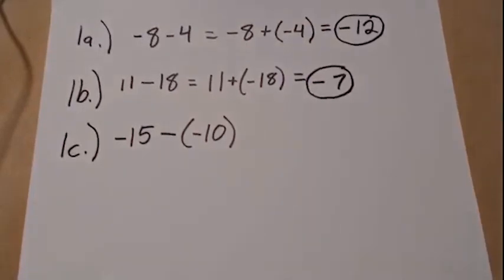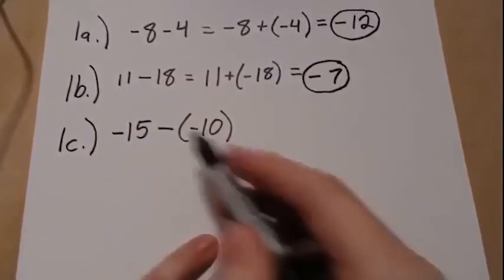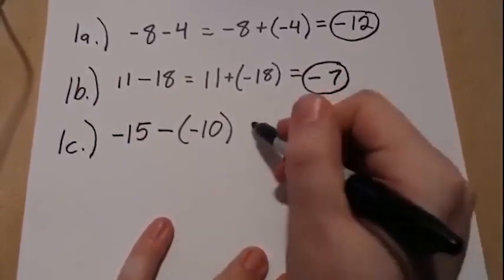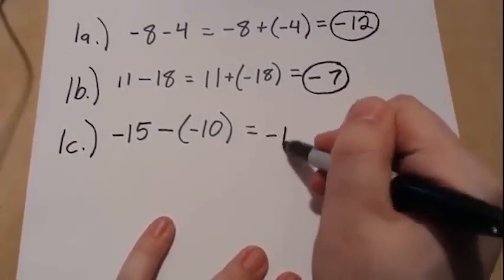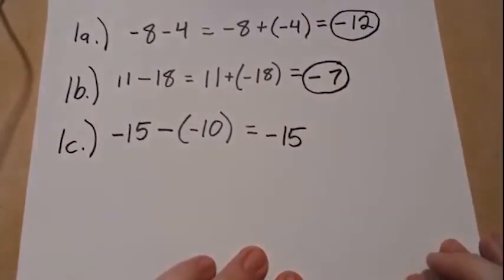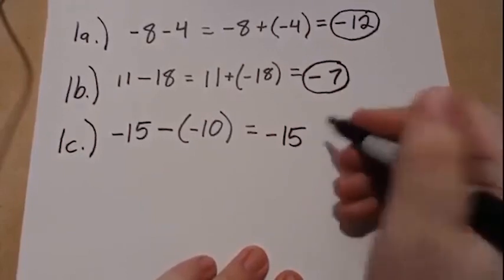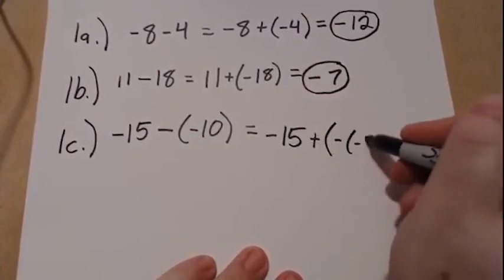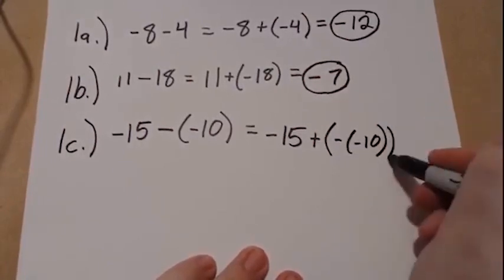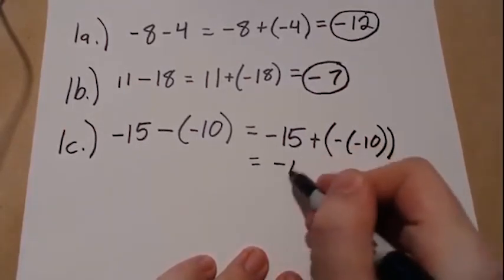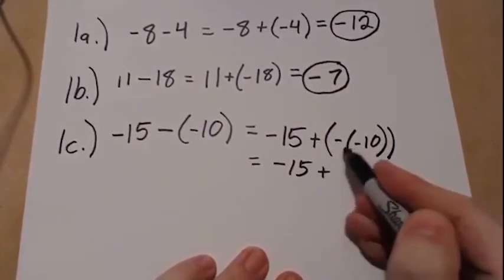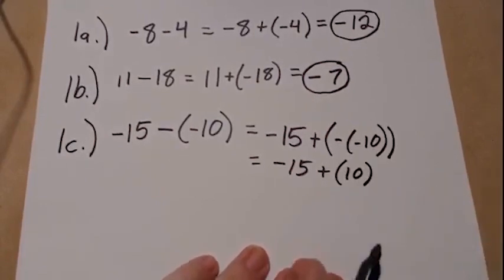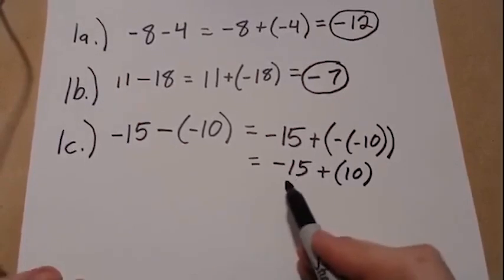Now 1c, if we go by the definition, subtracting is adding the opposite. There's so many signs in play here that I don't blame you if you get confused. We would be adding the opposite of negative 10. But the opposite of negative 10 is positive 10.